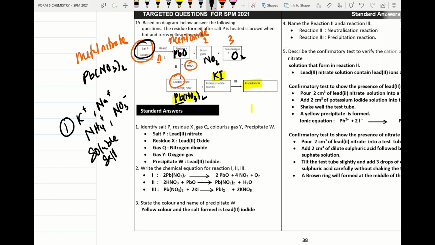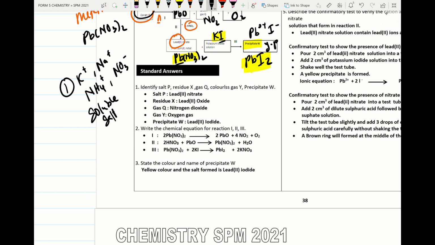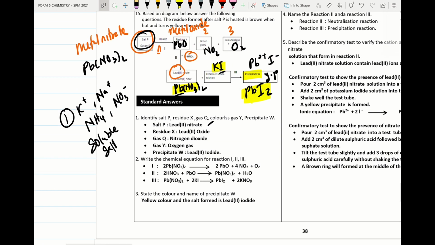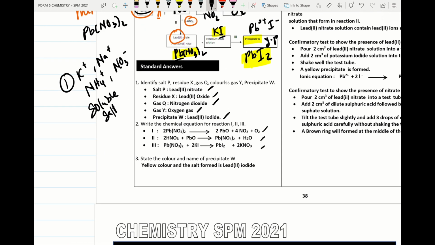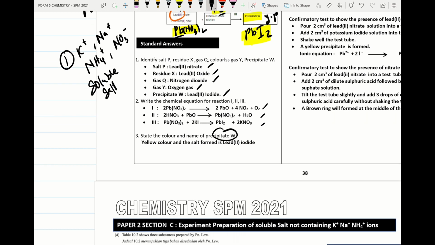So we take the lead(II) ion and combine it with iodide ion. So the precipitate formed is lead(II) iodide, known as a yellow precipitate. Please remember yellow precipitate, and the name of the reaction. So we need to identify: salt P is lead(II) nitrate, residue X is lead(II) oxide, brown gas Q is nitrogen dioxide, gas Y is oxygen, and precipitate W is lead(II) iodide. Alright, go through all the chemical equations. State the color of precipitate W, lead(II) iodide: it is yellow, and the name is lead(II) iodide.